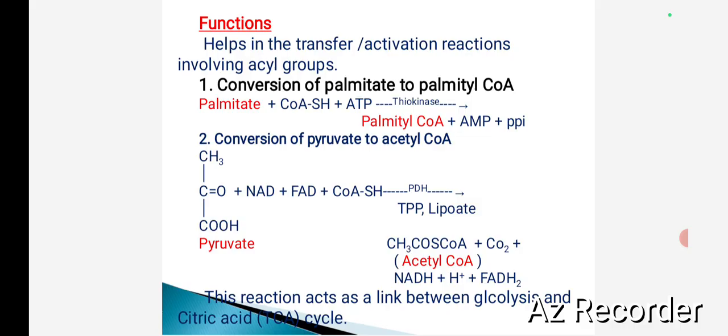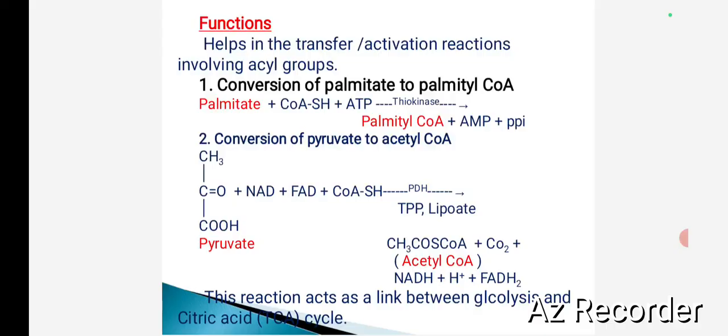Palmitate reacts with coenzyme A, or CoA-SH, in the presence of ATP and thiokinase enzyme, which catalyzes this reaction, converting it to palmityl-CoA, AMP (adenosine monophosphate) and pyrophosphate (PPi). Second example, conversion of pyruvate to acetyl-CoA.